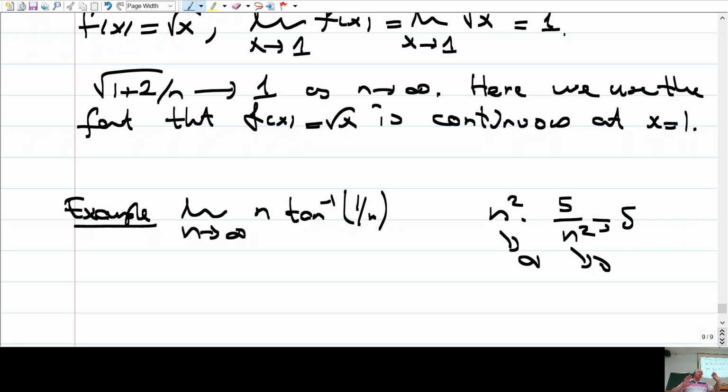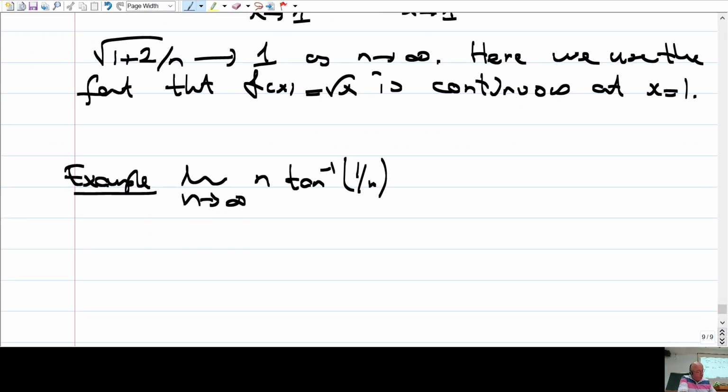So if one of them goes to 0 and the other goes to infinity, the product doesn't have a limit in general, right? It's not clear what it will be. You have to work more to decide whether the sequence is convergent or not. You cannot say anything right away. In this case, this is what we will do.